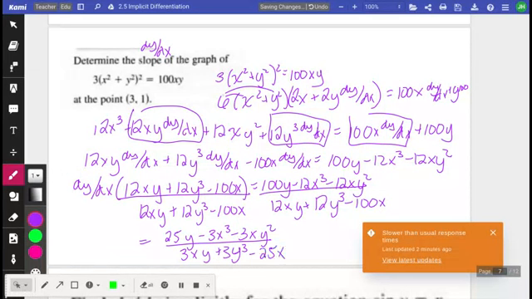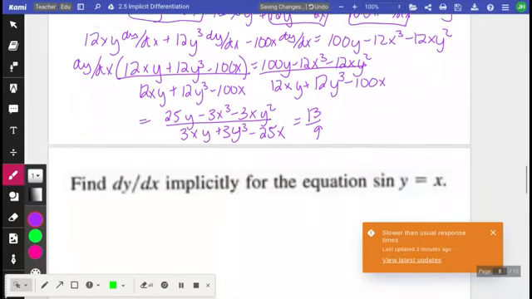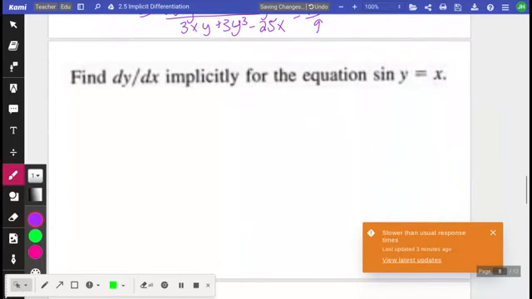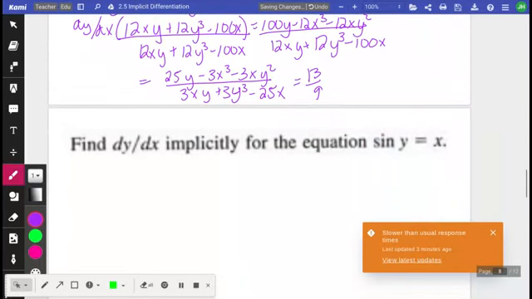Now where it gets a little bit bigger is we are going to have to plug in. I won't write out the plug-in part just because I don't have the space to, but we have to plug in 3 for x, and we will have to plug in 1 for y. So everywhere there's an x, I'm going to put that value, and everywhere there's a y, I'm going to put the other value. And so then when I do that, I will get 13/9 as your answer. And that is our slope because it did ask for our slope.